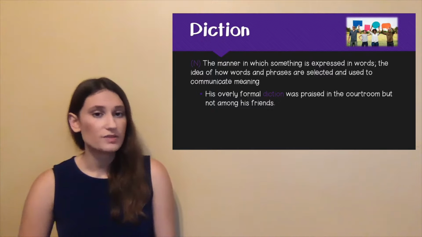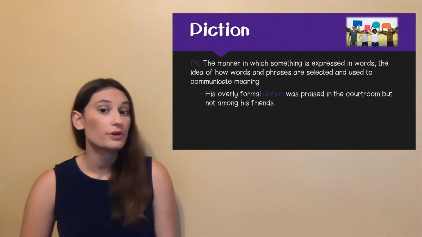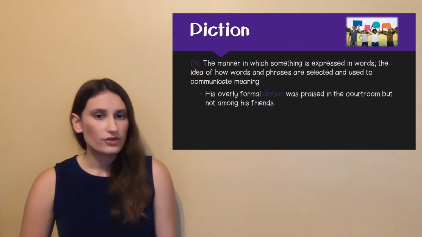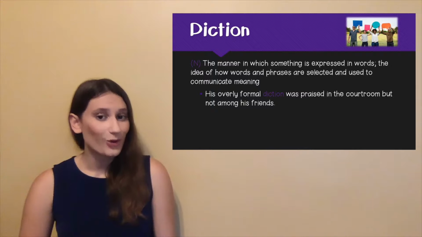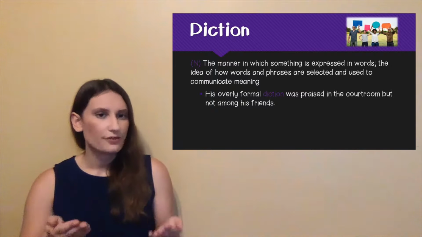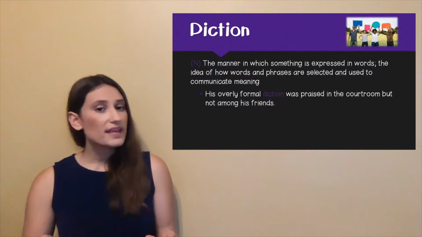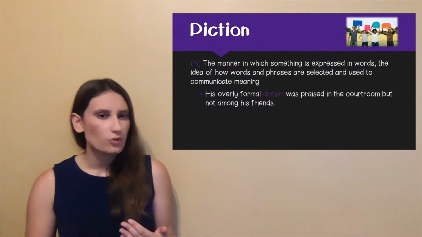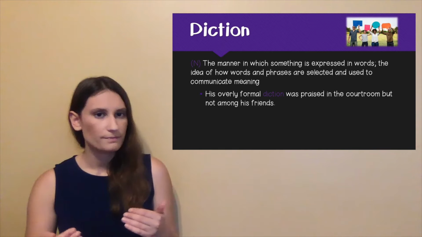For instance, do you speak the same way to a teacher as you do to a friend? His overly formal diction was praised in the courtroom, but not among his friends. That's showing that difference. How you speak depends on the situation, depends on the people. That's diction.